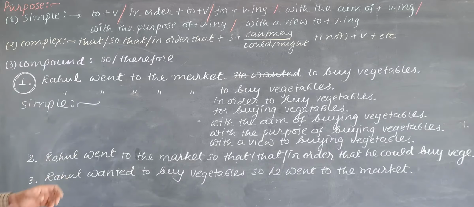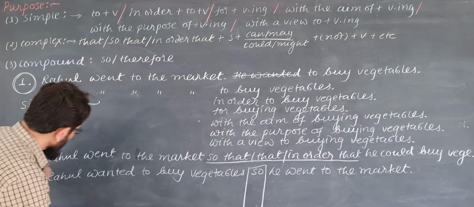He could buy vegetables. And if you want to make two sentences compound, use so and therefore. Rahul wanted to buy vegetables, so he went to the market. So, or you can use therefore also.